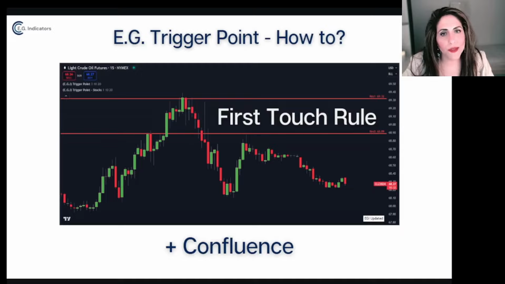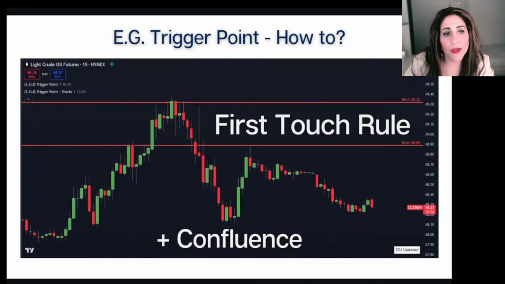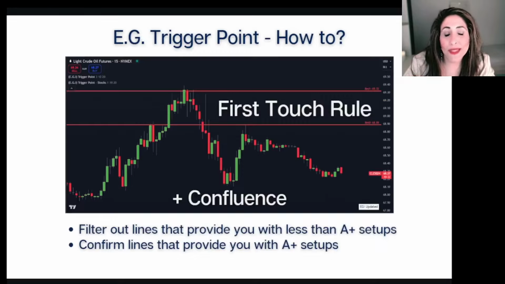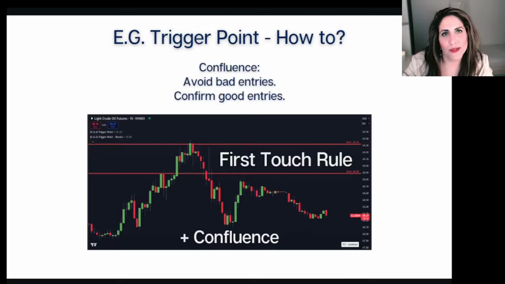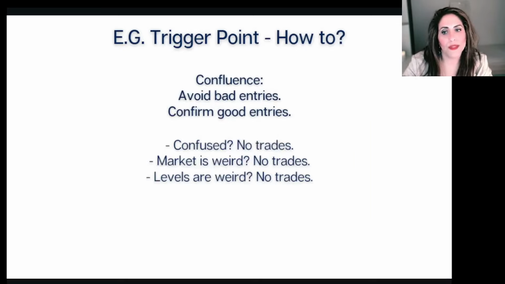So I considered the first touch rule according to the definition, but I always complement it with a confluence method to increase the probability of success. And by confluence, I mean it can be either by filtering out lines that do not provide you with A+ setups, or confirming lines that provide you with A+ setups. Okay, so remember, confluence is about avoiding bad entries and confirming good entries. This is the way you can get profitable.